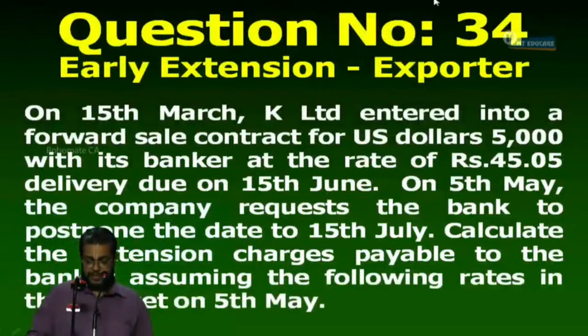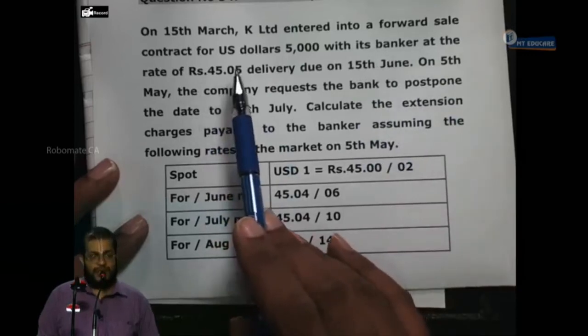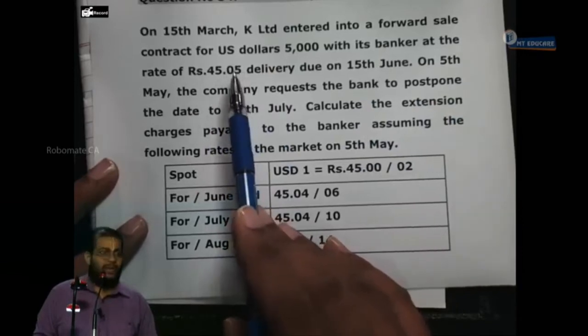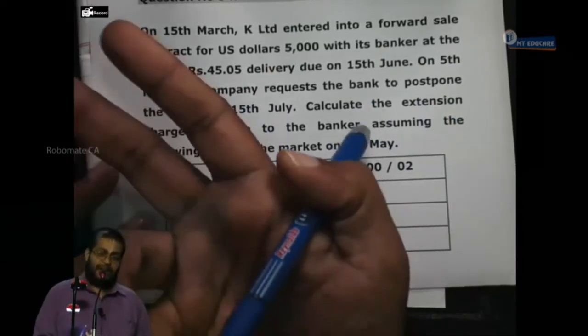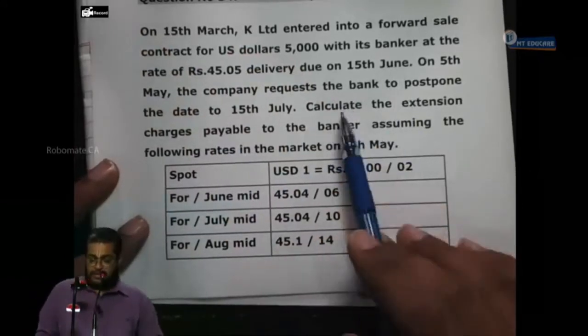On 15th March, K Limited entered into a forward sale contract for US dollar 5,000 with its banker at the rate of 45.05. Do I require this date or do not require it? Every time I ask you, don't answer. Do I require, do not require? Do not require.